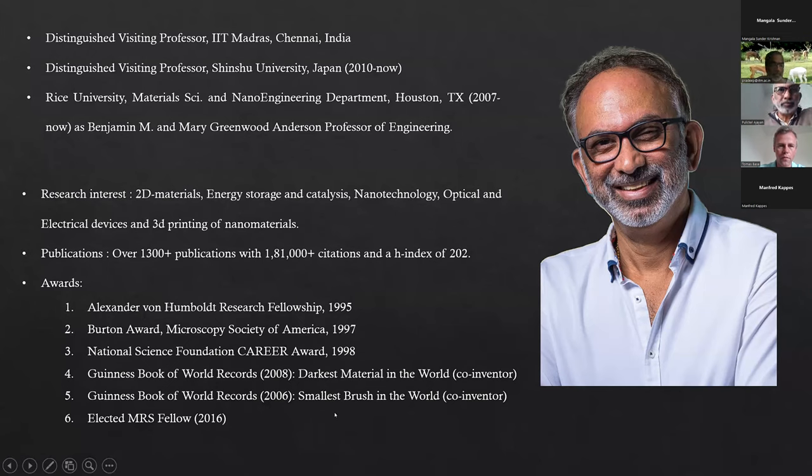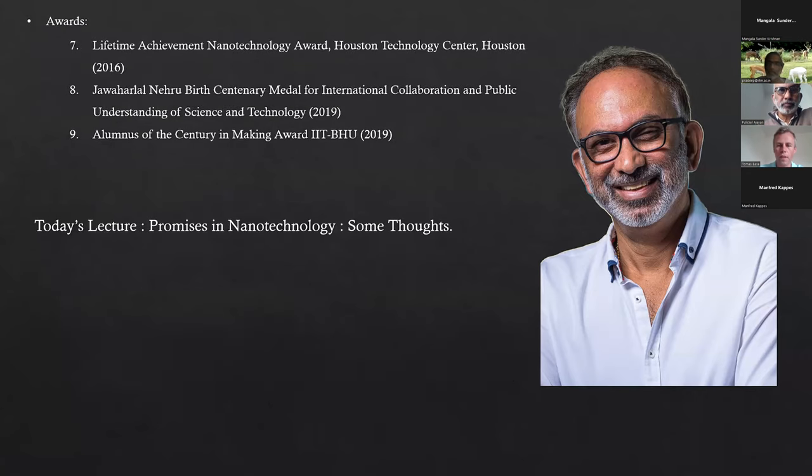He was elected as MRS Fellow in 2016. He has also received Lifetime Achievement Nanotechnology Award from Houston Technology Center in 2016, Jawaharlal Nehru Birth Centenary Medal for International Collaboration and Public Understanding of Science and Technology in 2019 and Alumnus of Century in Making Award IIT BHU in 2019. Today's lecture is titled Promises in Nanotechnology, Some Thoughts. So we are all very excited to listen to your lecture, sir. Over to you now. I'll stop sharing.